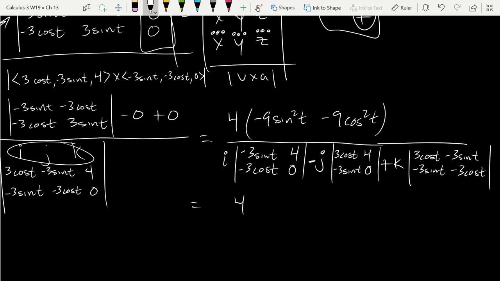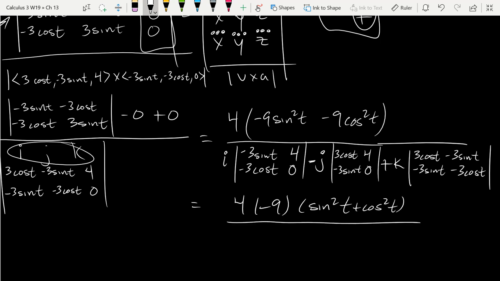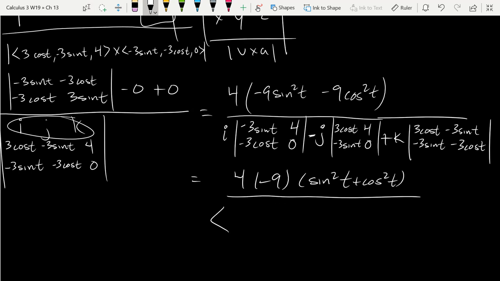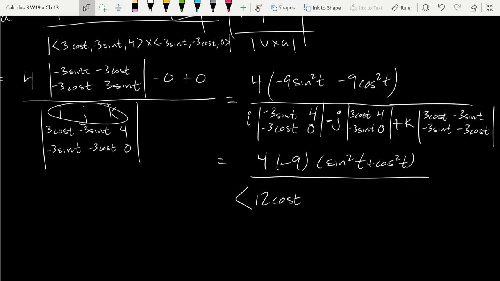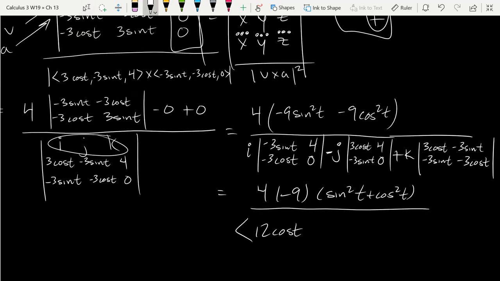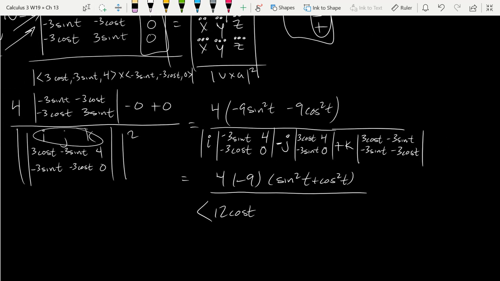All right, our numerator, factor out a negative 9, and we're left with sine squared plus cos squared. And it's going to be the magnitude of that vector squared. So I forgot to put the square on the magnitude. So we're going to take the magnitude squared. Still taking the magnitude squared.